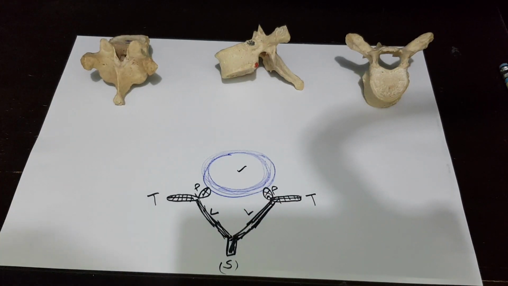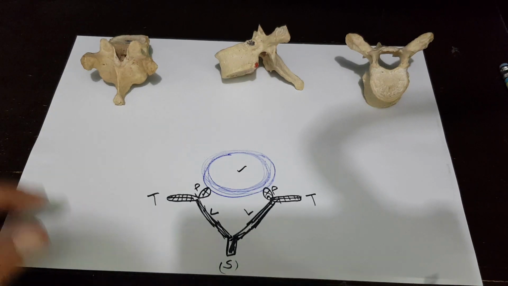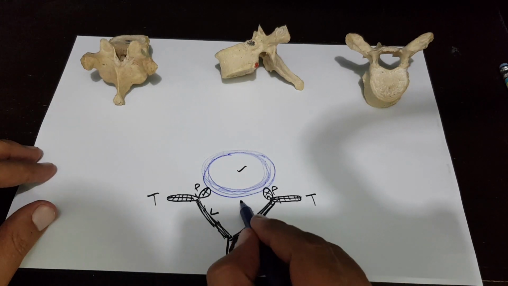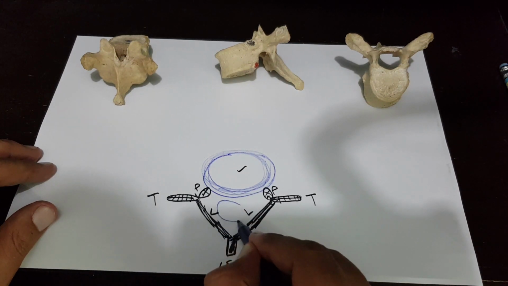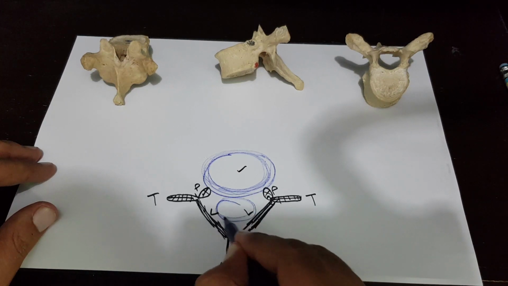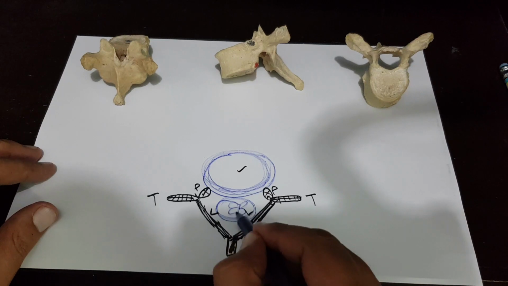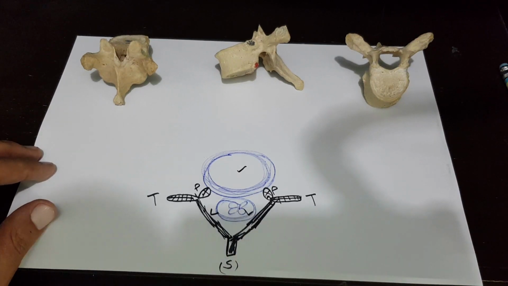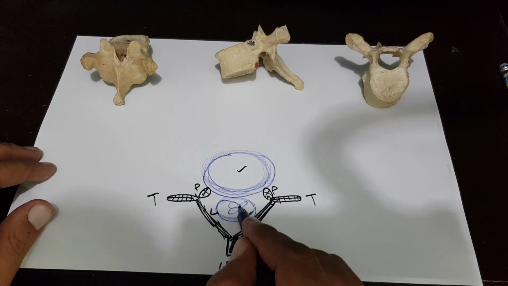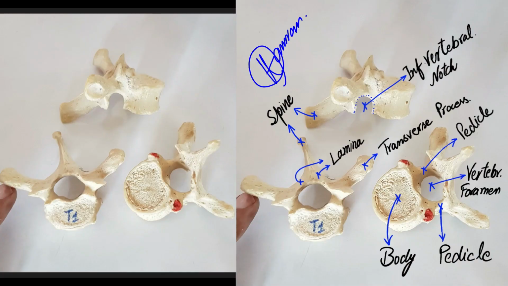In the center, between the body and the arch, we have the vertebral foramen. This vertebral foramen houses the spinal cord. Here we have the spinal cord. The vertebral foramina of 31 vertebrae join to form one vertebral canal.